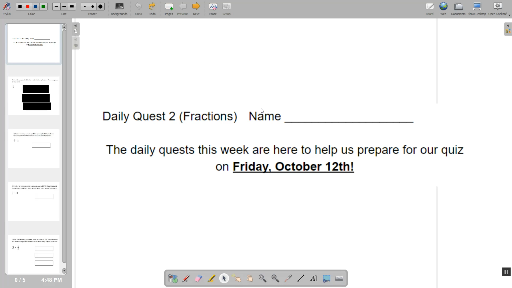For the second daily quest of the week. As a reminder, once again, these quests are helping us prepare for the quiz that's coming on Friday, October 12th. So these are your study guide. Do not lose them. Do not throw them away.